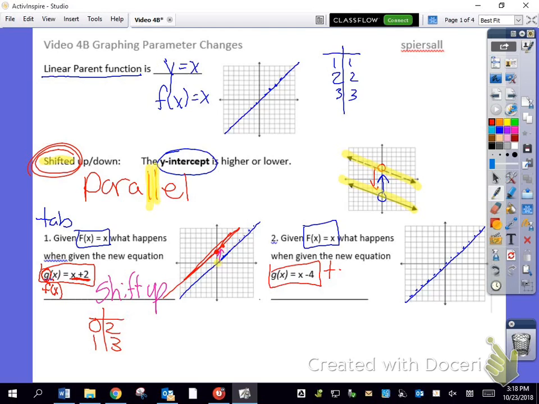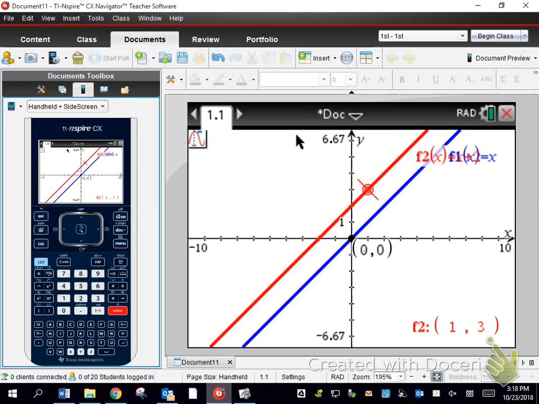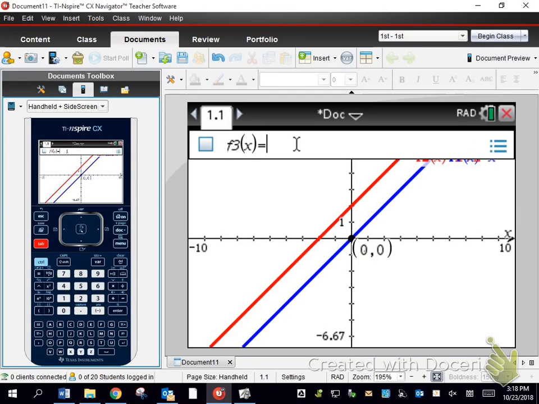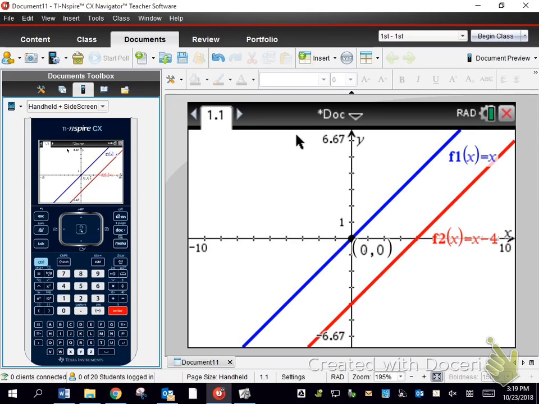On number 2, I started at the parent function, and then I graphed x minus 4. What you can do is go to the tab button. Okay, so I'm going to hit tab. If you go up arrow, I no longer want x plus 2. I want x minus 4. So I'm going to put minus 4. Okay, now enter. I still have my parent function, and then I have x minus 4. So now do menu 5-1. And see, it's on the blue, but I want it on the red.